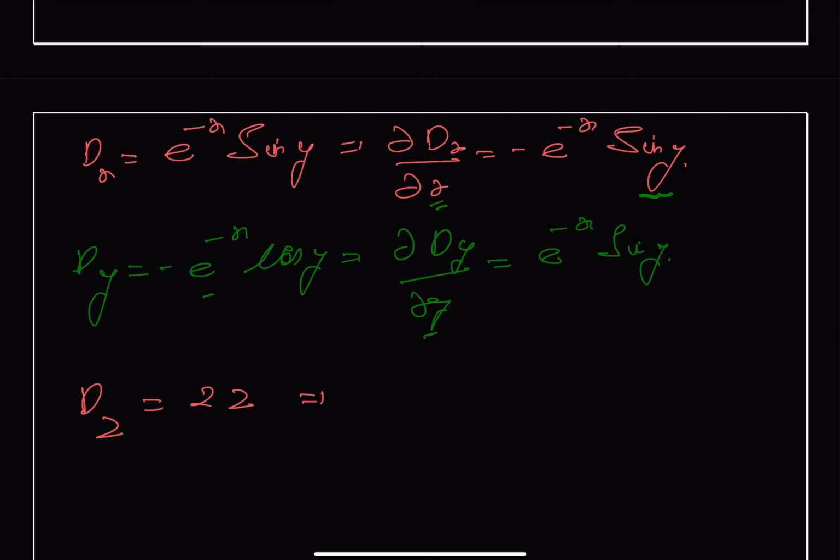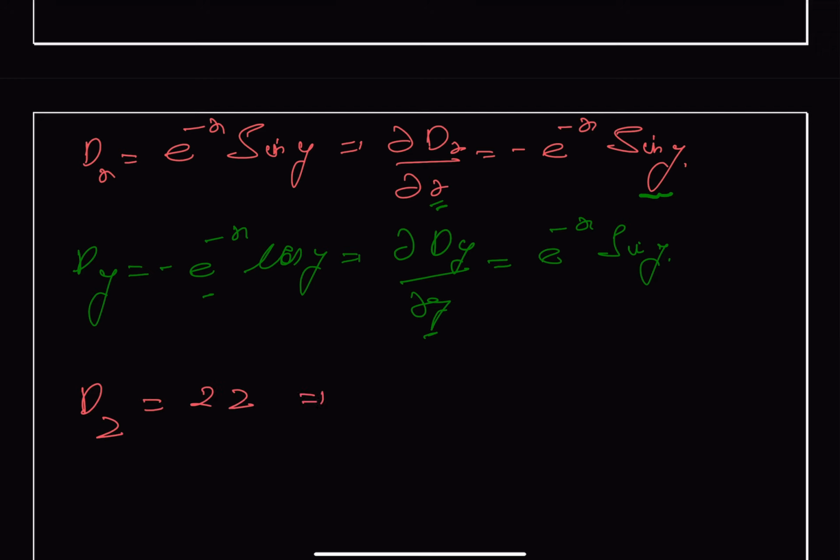we get this as charge density, volume charge density is minus e of minus x sine of y plus e of minus x sine of y plus 2, which gives us, because these two terms cancel each other, we get this as 2 coulomb per meter cube.